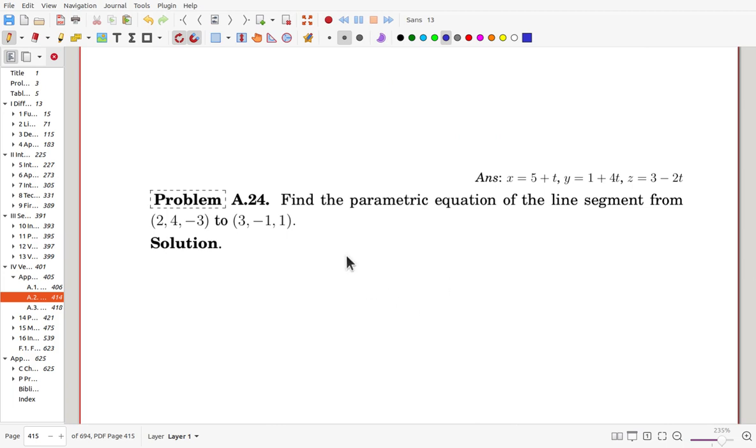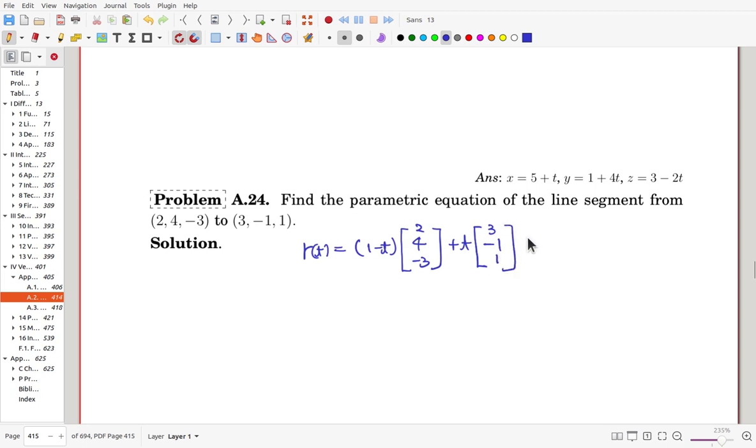Find the parametric equation of the line segment from this point to that one. R of t, by using the formula here, is (1 minus t) times the first point, 2, 4, minus 3, plus t times the other, and that is the beginning point, and this is the terminal point, 3, minus 1, and 1.